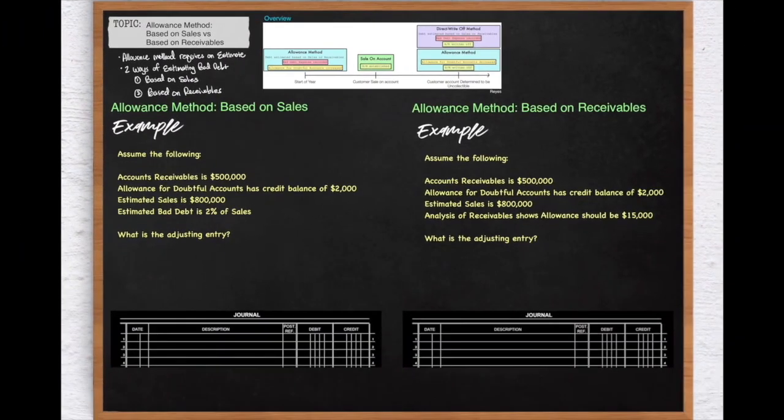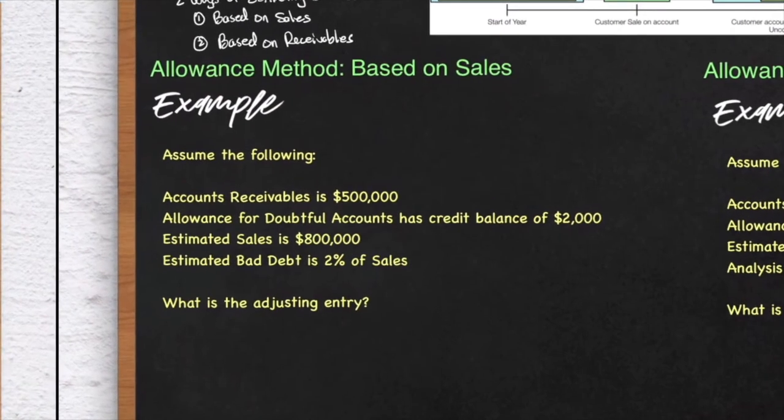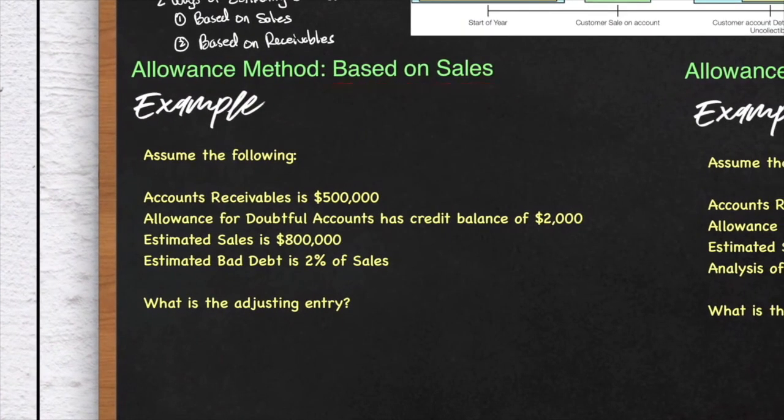Here I have an example. Let's do the based on sales example first. So there it is, based on sales versus based on receivables. We're going to compare the two. It's going to have similar numbers on the examples, so we can make a fair comparison. So let's do the based on sales first.